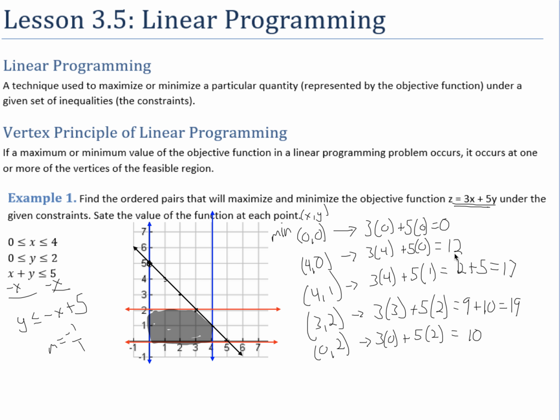Which one maximizes the function? Well, 19 is the maximum, so (3, 2) maximizes the function. And so that's what you do. You graph your inequalities, you find your feasible region, you state the points that are the vertices of that feasible region, and then you plug them into the objective function.